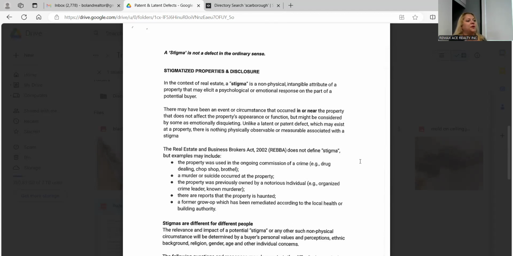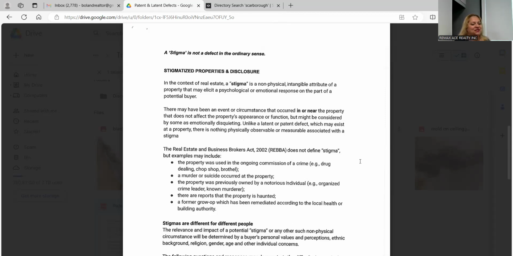Maybe if the person just bought it 2-3 years ago and their agent didn't do their job, maybe they really don't know to disclose this. But if going forward it's something that might affect your buyer, you need to prove that you did your due diligence and did some research to figure out that there isn't this problem or stigma with the property, right? So, like we were talking, a couple examples are the property was used for the ongoing commission of a crime, like drug dealing, chop shop, brothel, or something.